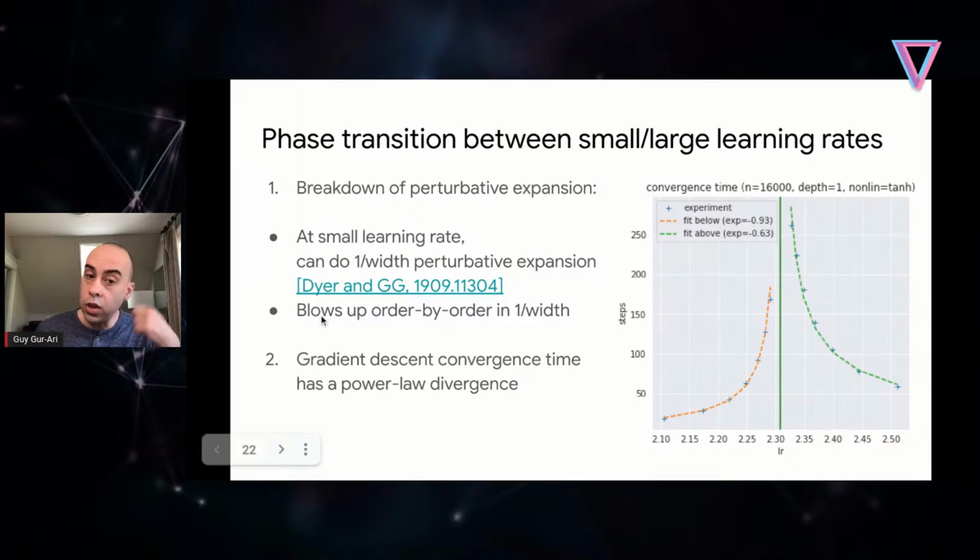And it turns out that once we set the learning rate beyond the critical rate, because the function blows up, every order in this Taylor expansion blows up, and we lose control. We lose computational control. So this case is actually the same as what we know in physics should happen when we have a phase transition.